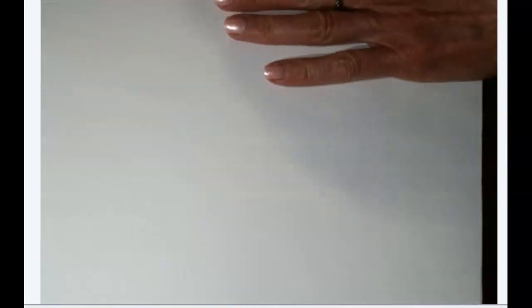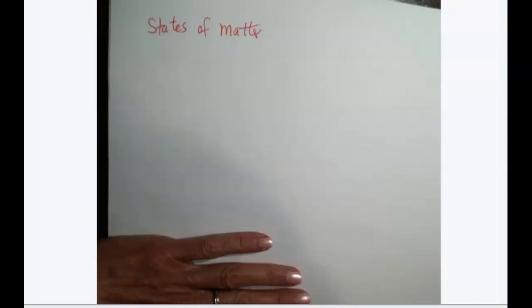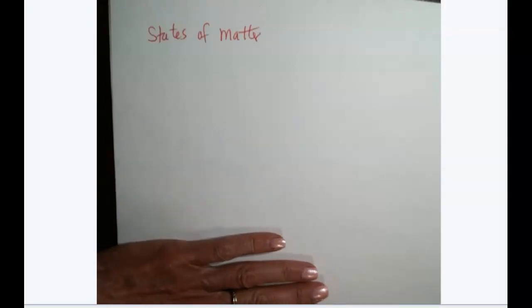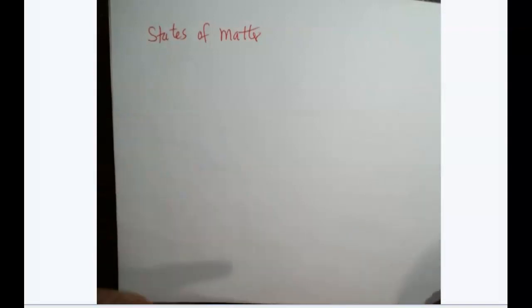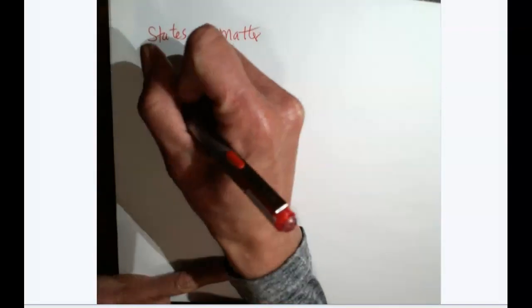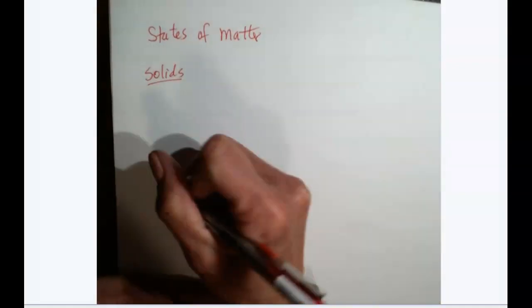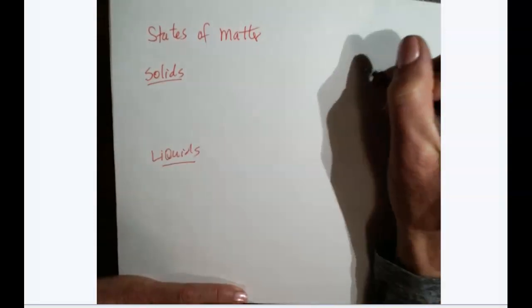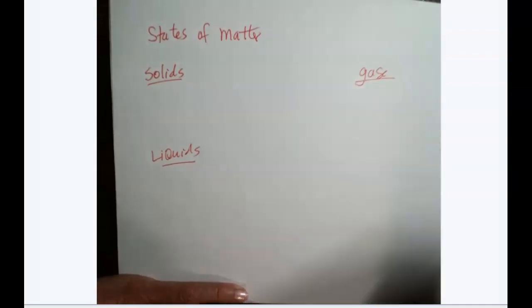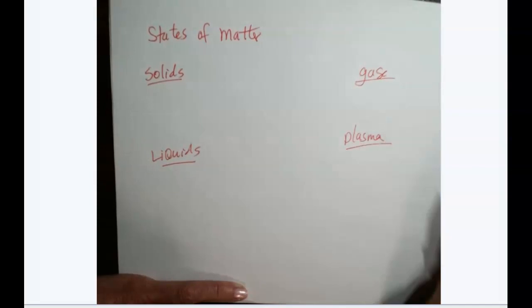Let's see if I can get this on the screen for you guys. Technical difficulties here. And rotate it. There we go. Okay. So we're going to talk about the four states of matter very briefly. This should all be very familiar to you. So we have our solids. We have our liquids. We have our gases. And we have plasma. Those are our four states of matter.